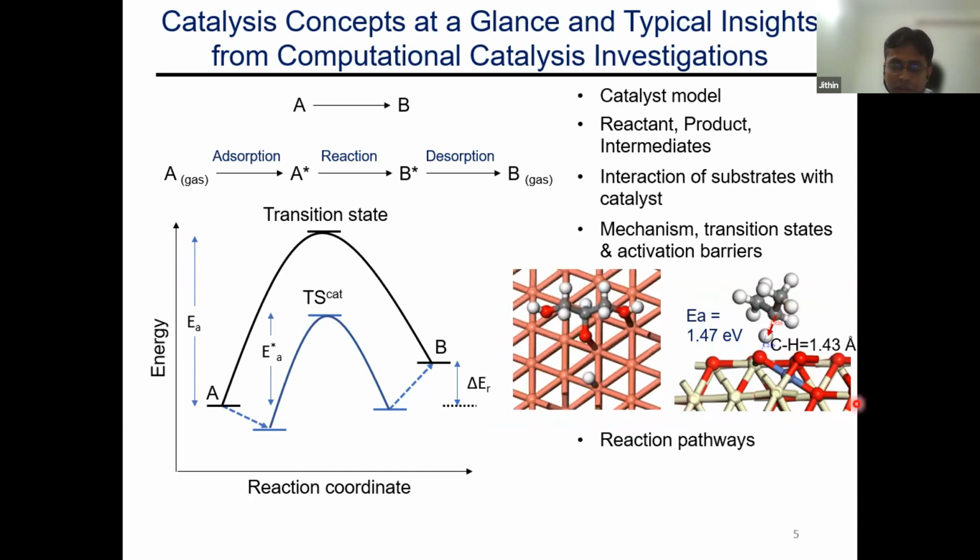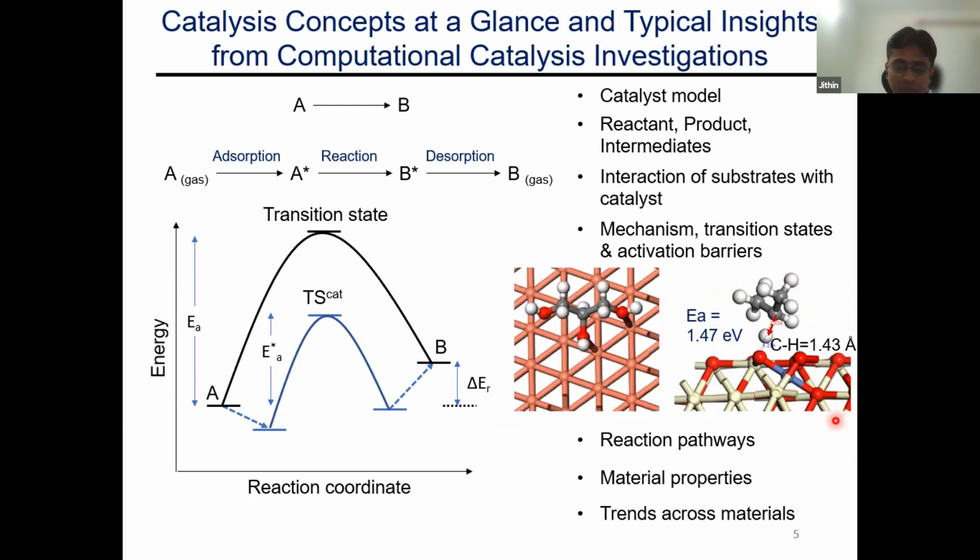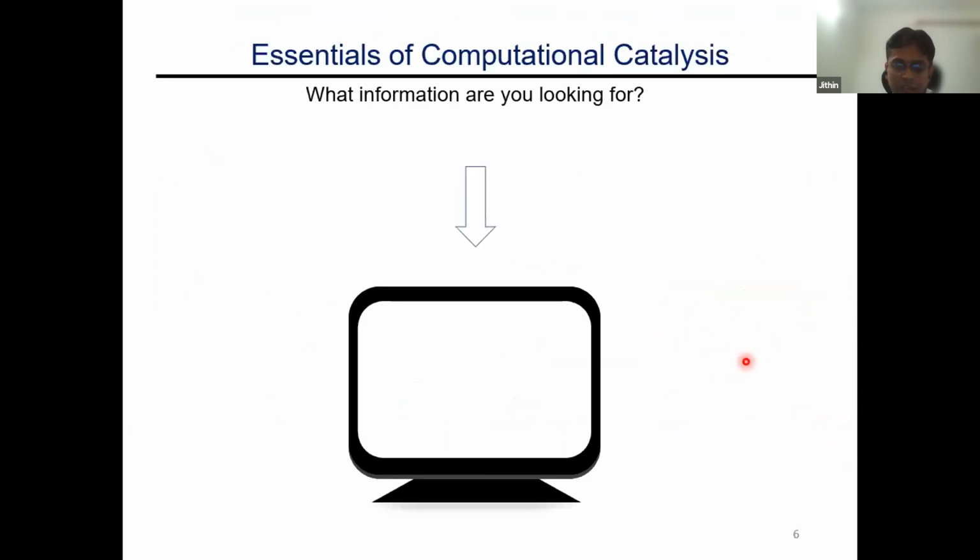If you do this kind of analysis on detailed mechanisms, what we are able to do is full reaction pathway analysis for the formation of multiple different products, if there are any. With these kind of simulations, we're also able to do investigations on catalytic materials properties, trends across different materials, and so on. So that is a very quick overview of what computational catalysis is from my perspective.